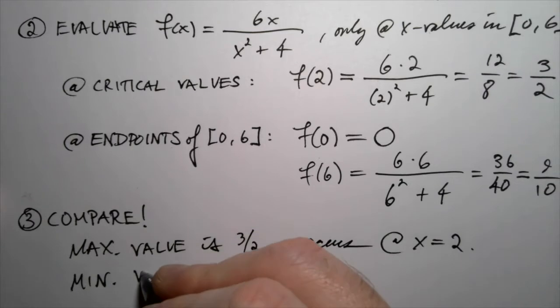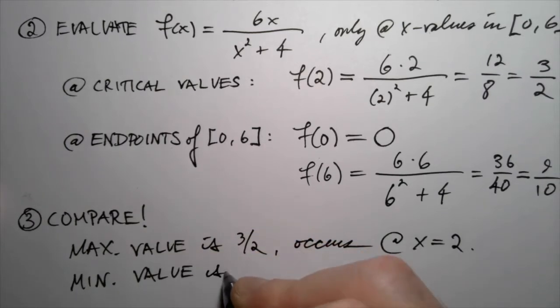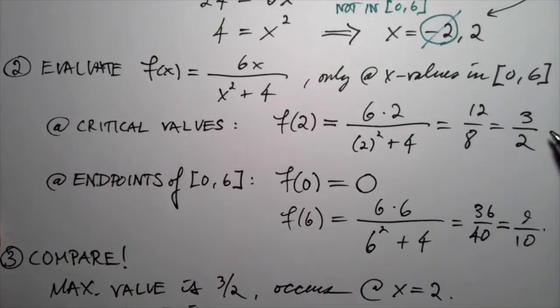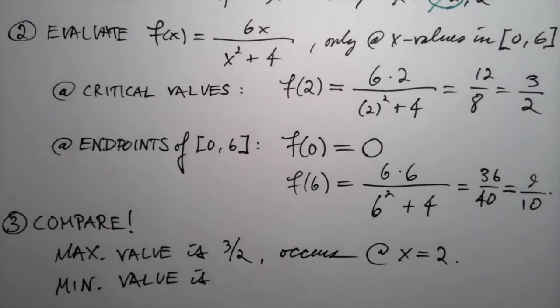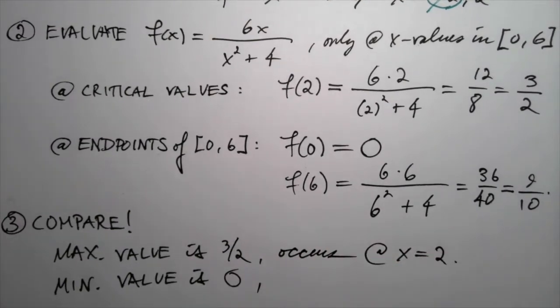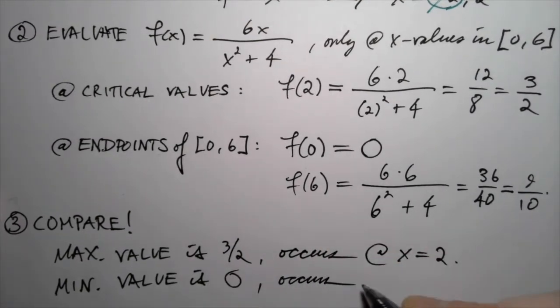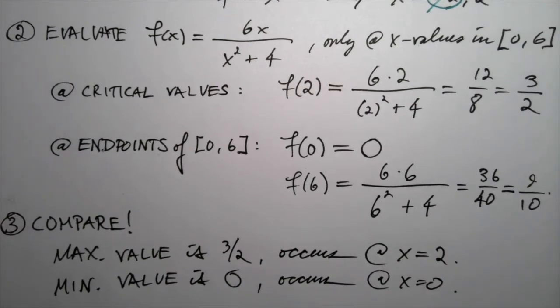What's the minimum value, the smallest number that we see there? Well, we have 3/2, 0, and 9/10. 0 is the smallest, so that's the minimum value, and that occurs at x equals 0. So those are the global max and min values of this function. We can see that through this process even if we don't have a picture of the graph. Even without the graph, we can find the global extrema.